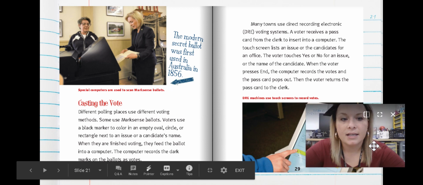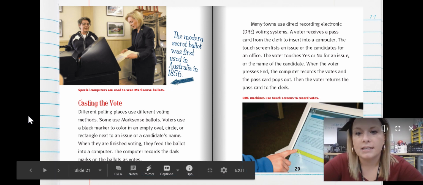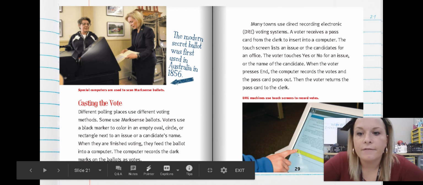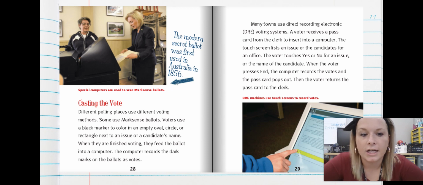Casting the vote. Different polling places use different voting methods. Some use mark-sense ballots. Voters use a black marker to color in an empty oval, circle, or rectangle next to an issue or a candidate's name. When they are finished voting, they feed the ballot into a computer. The computer records the dark circles on the ballots as votes. And over here it says the modern secret ballot was first used in Australia in 1856, and special computers are used to scan mark-sense ballots.